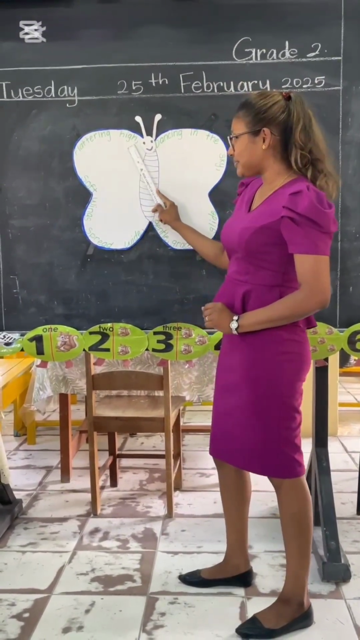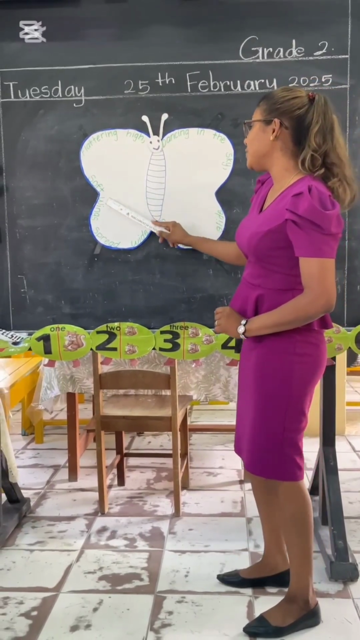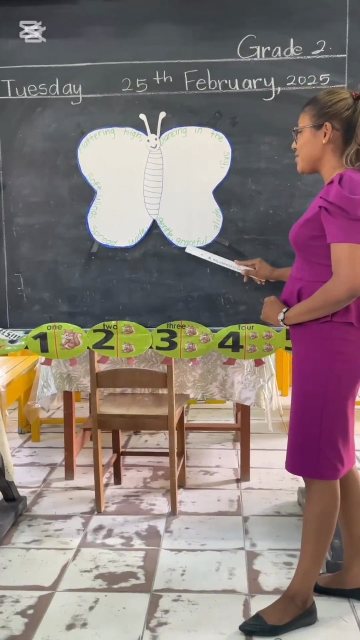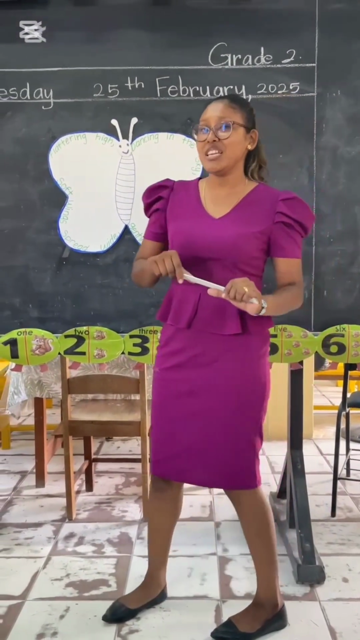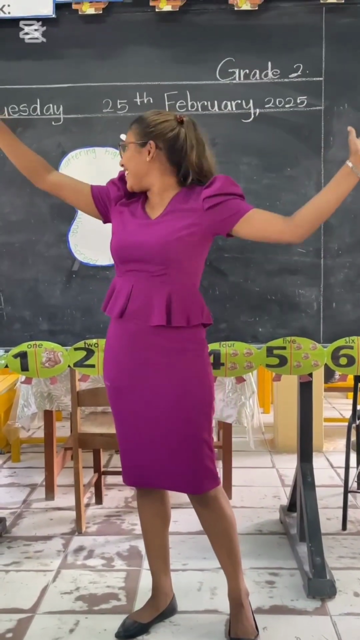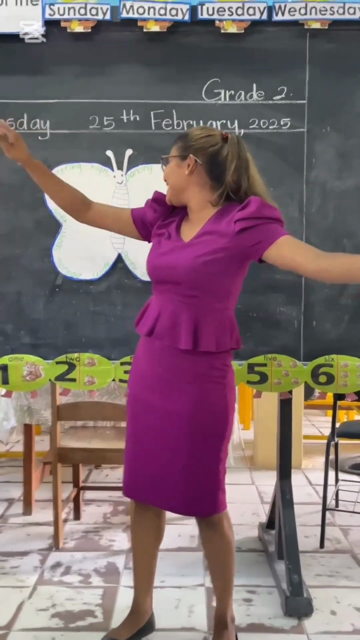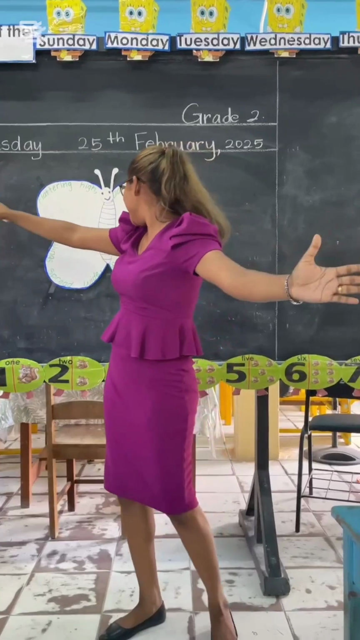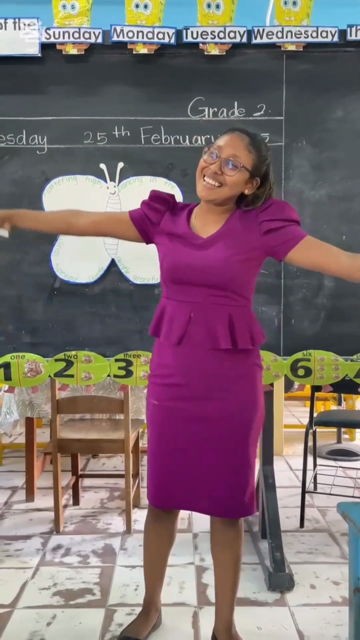Fluttering high, dancing in the sky, soft wings spread wide, gentle, graceful glide. Good, so let's do the action now. Fluttering high, dancing in the sky, soft wings spread wide, gentle, graceful glide.